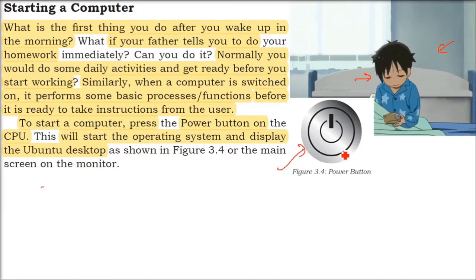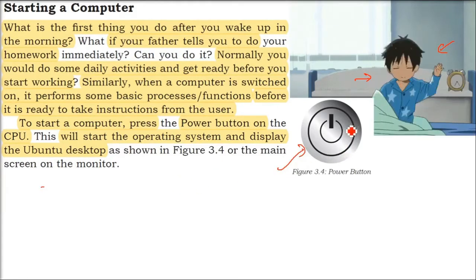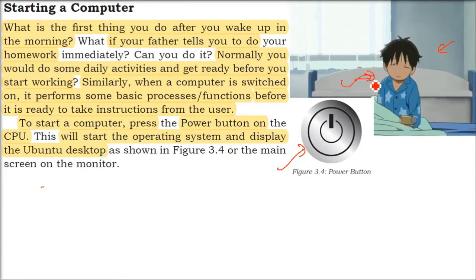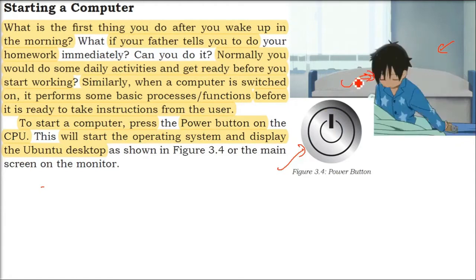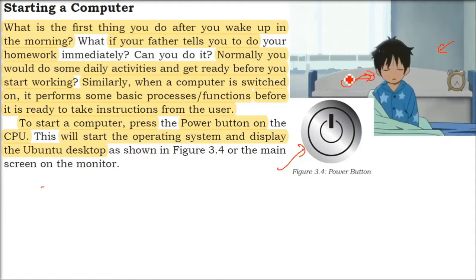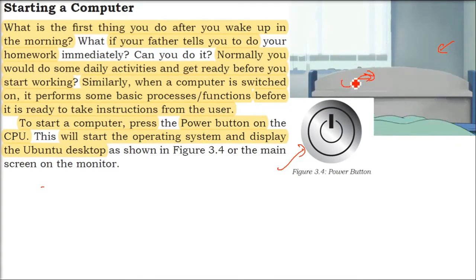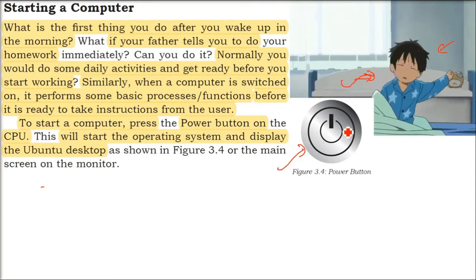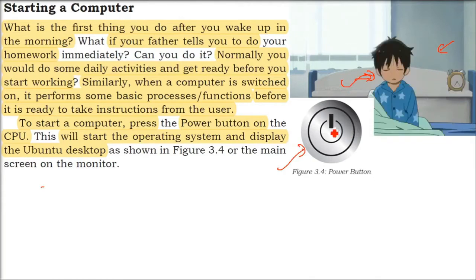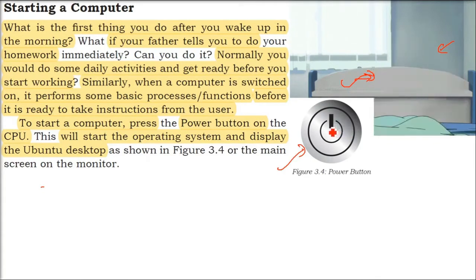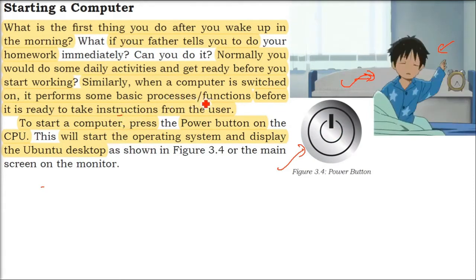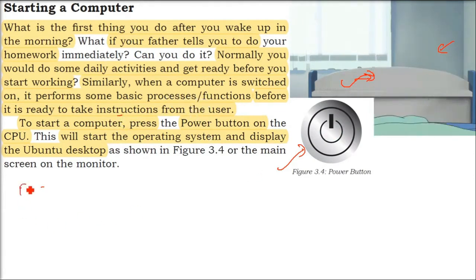When you switch on the computer, you cannot directly give the commands. When the computer is switched on, there are certain basic background processes. The computer has to check all the different parts which make up a computer: the RAM, the ROM, the hard drive, the processor, all these peripheral devices, whether they are working or not. Only then will the computer be ready to take your instruction. So these are the basic processes and functions which are done before a computer can take your instruction.